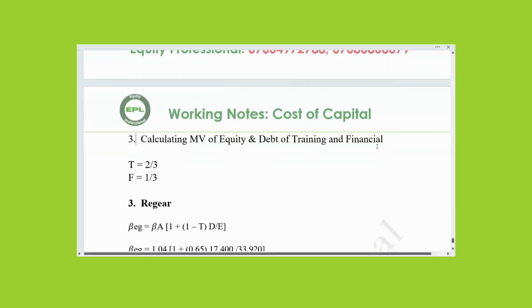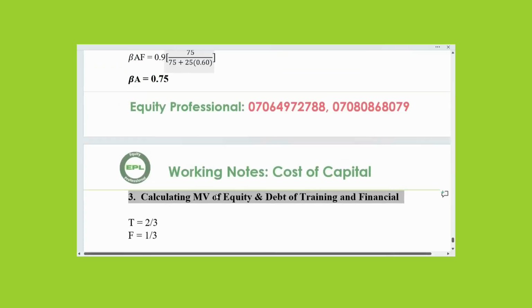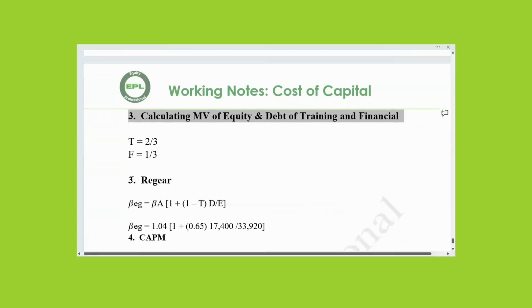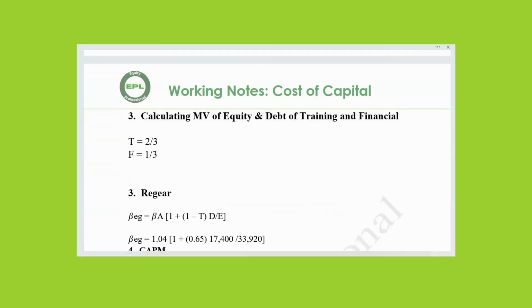All right, so you are told in the question that training service accounts for 2/3 of the total market value of the company. So it means that the balance of 1/3 will be for financial service. Okay, so that's the market value. Then step 4 says we should calculate weighted average asset beta, or combined asset beta.